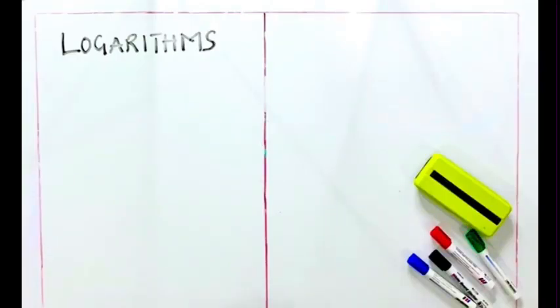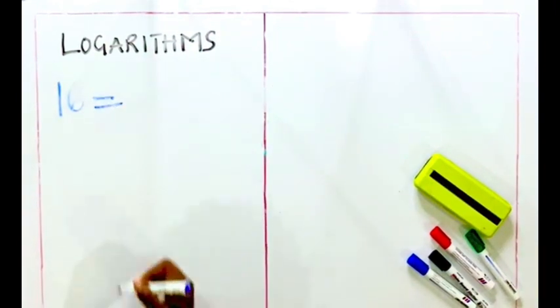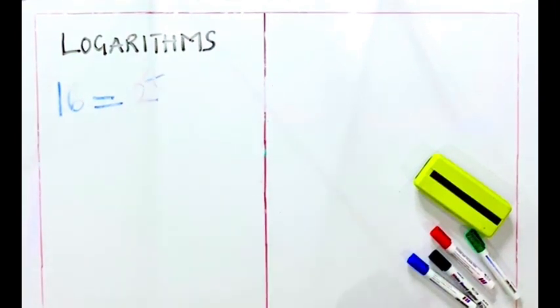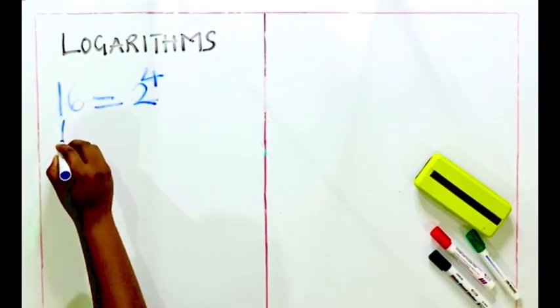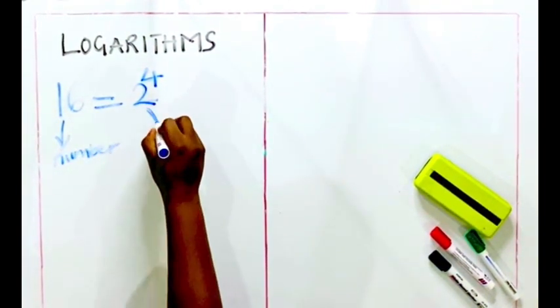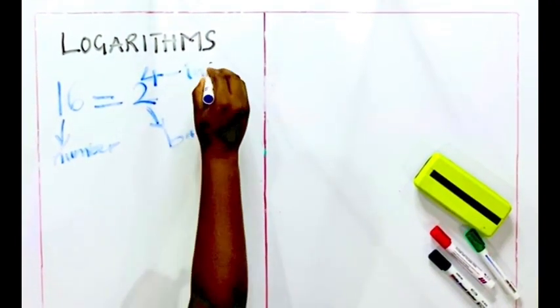The log of a number is the power to which the base of that number must be raised. If you have a number like 16, 16 in index form can be written as 2 to the power of 4. 16 is the number, 2 is the base, and 4 is the index.